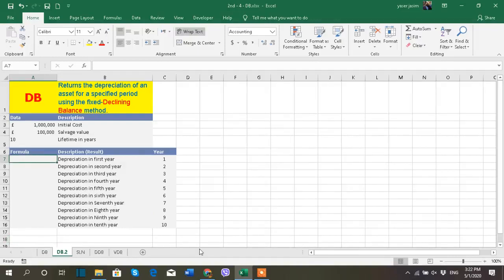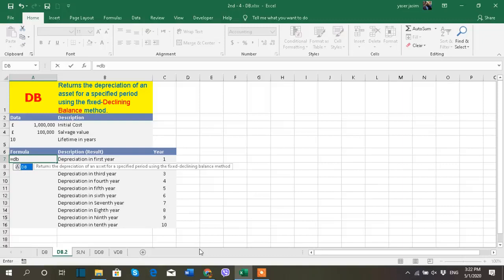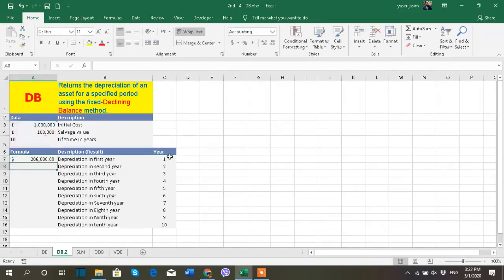How can I do that? Same as the other example, just DB. The cost, I have it, and I need to press F4, comma. What do I need else? Salvage. Make it absolute value. Life. Make it absolute value, comma, and select the year. Close the bracket, press enter.